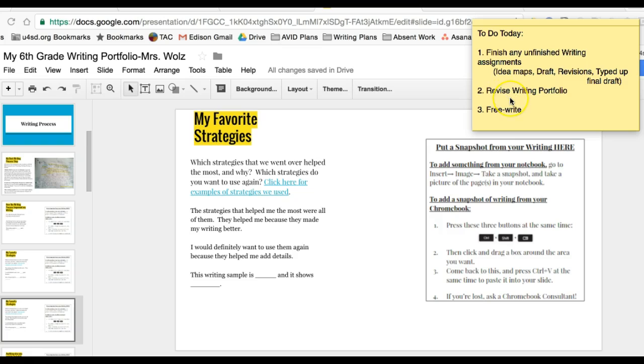2, you need to revise your writing portfolio. Okay, I looked through your portfolios and I noticed that there were some things that most people were doing that could really be improved. So I'm going to tell you what those 3 things are in a second. And then if you're done with all of that, then you're going to free write.